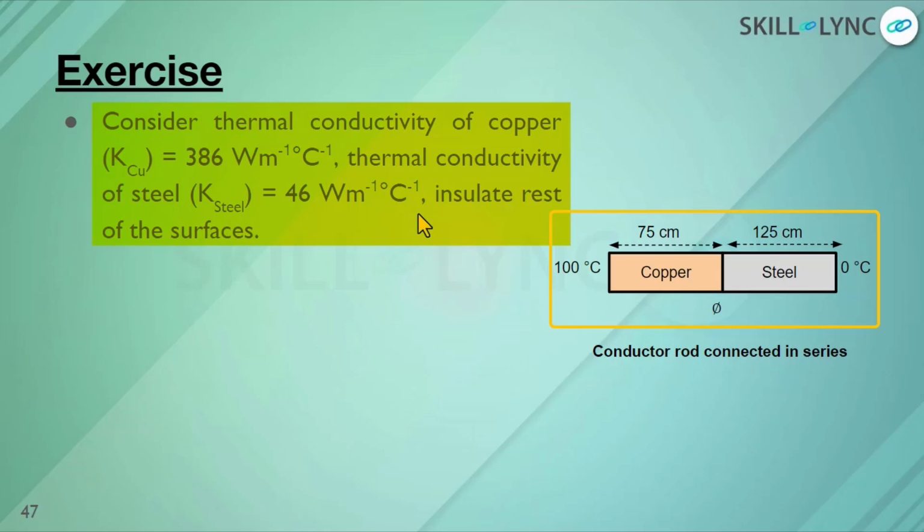Insulate the rest of the surfaces. That is, we have to consider the thermal conductivity of the copper rod as 386 watt per meter per degree Celsius. The thermal conductivity of the steel rod is 46 watt per meter per degree Celsius. Also, we need to consider the surface area is well insulated by a non-conducting heat transfer material. Therefore, heat would only be transferred from the copper rod to the steel rod, and no other heat transfer would take place in the environment.